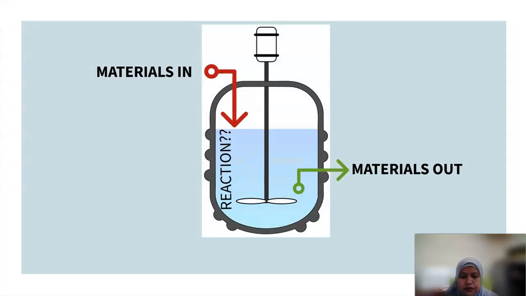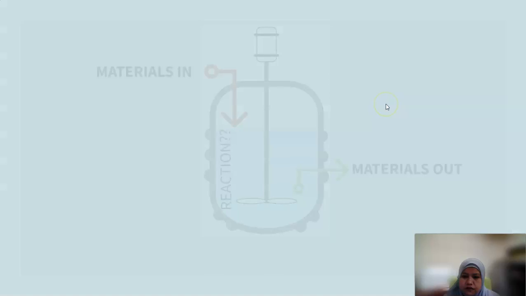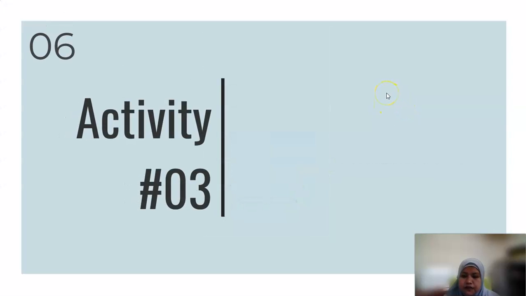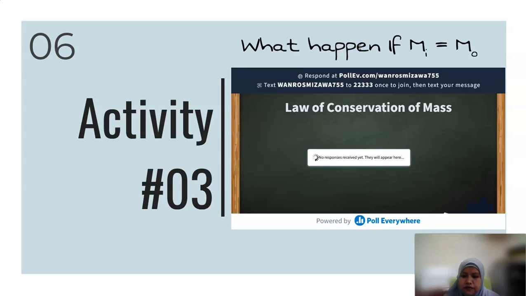Alright, so what happens if there are materials going into the reactor and materials coming out from the reactor, and there is also a reaction inside the reactor? What will happen if the inlet material is not similar to the outlet material? What happens to the system? Can you give your answer by clicking on this polev.com, and share your opinion on why the inlet material is not equal to the outlet material.